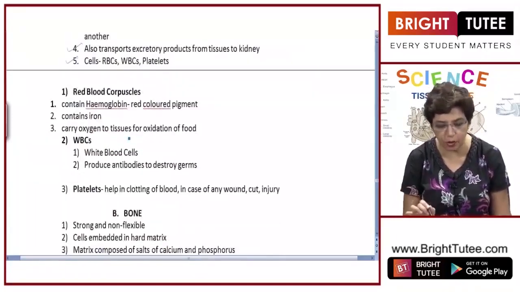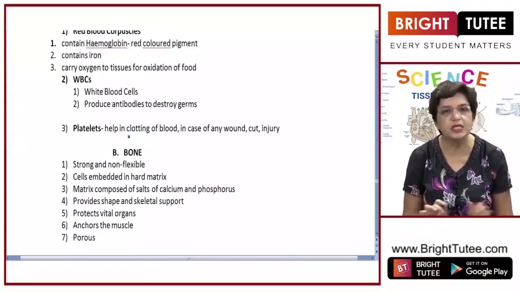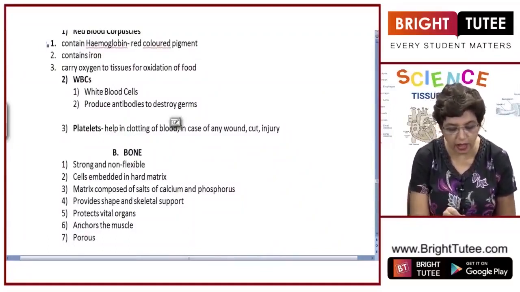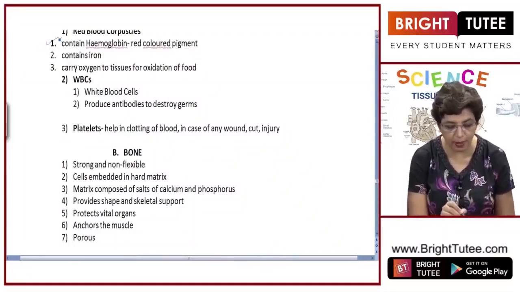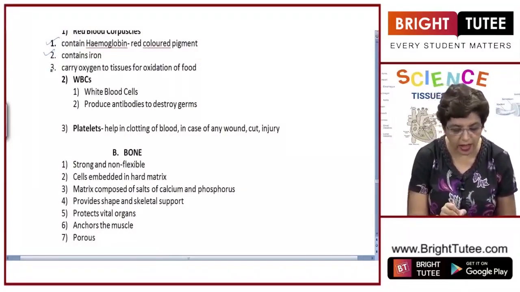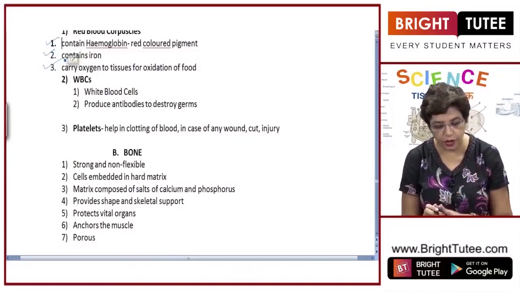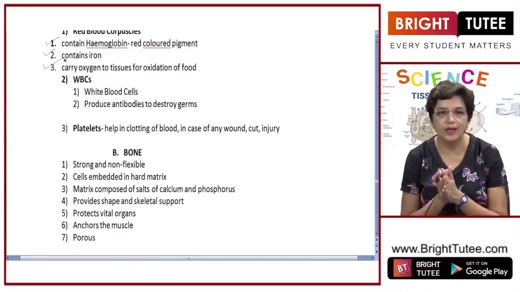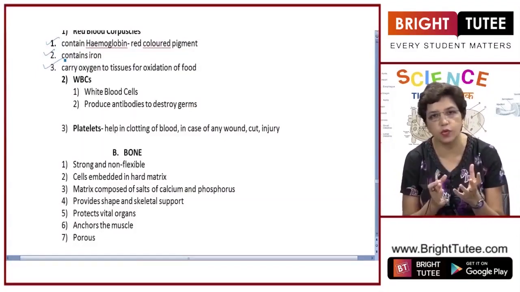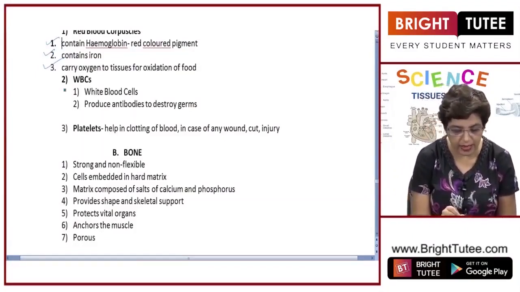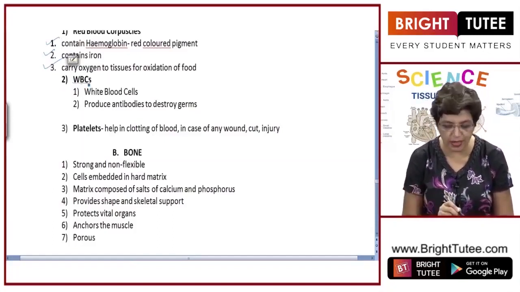So a little detail about these types of cells. First is RBCs, or the red blood corpuscles. They contain hemoglobin, which is a red color pigment. Hemoglobin is made from the mineral iron. It carries oxygen to the tissues for oxidation of food. It is a carrier actually, respiratory carrier, because it takes up oxygen from the lungs and carries it to different parts of the body. Next is the WBCs, or white blood cells.